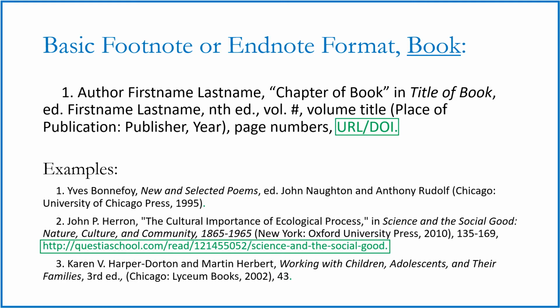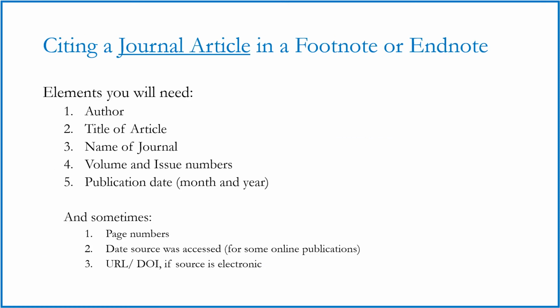Finally, if you used a book that was in electronic format, also known as an ebook, provide the URL or DOI number. All citations end with a period. The elements you need for citing an article from a print journal or database are very similar to those of a book. You will need the who, what, where, and when.